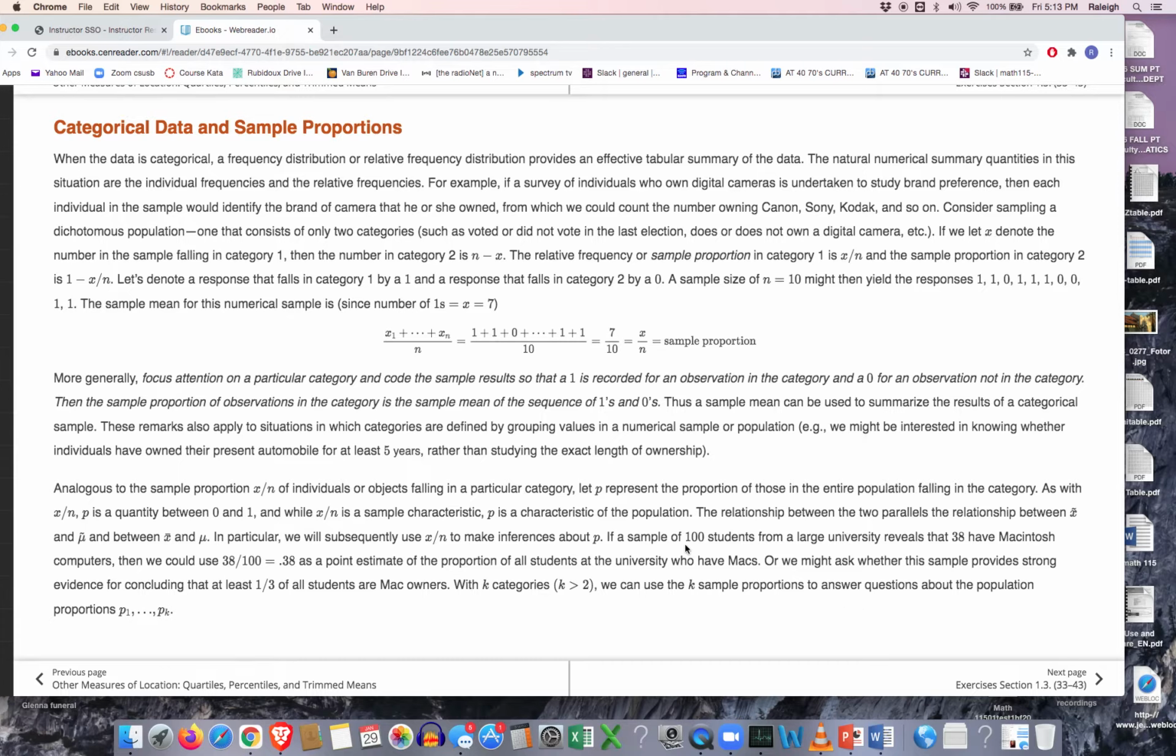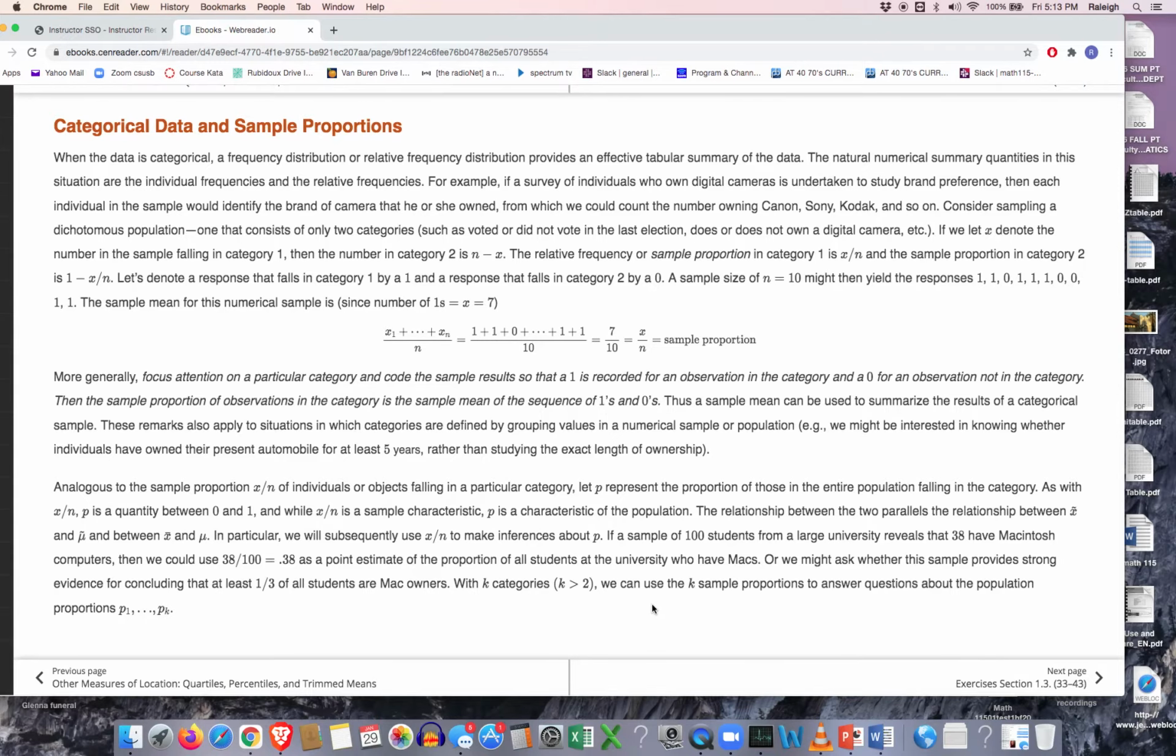But if you, for example, had a sample of 100 students, revealing that 38 have Macintosh computers, and that's the 1s, and the 0s do not have Macintosh computers, then we have 38 out of 100, or 0.38, as a point estimate of the proportion of all students who have Macs. And is that enough evidence to show that it's at least a third? Well, there are tests for that. We'll talk about that another time.